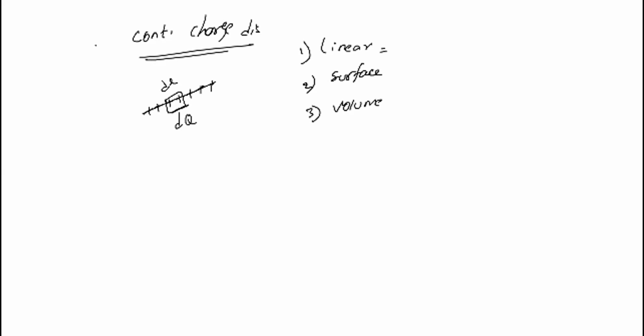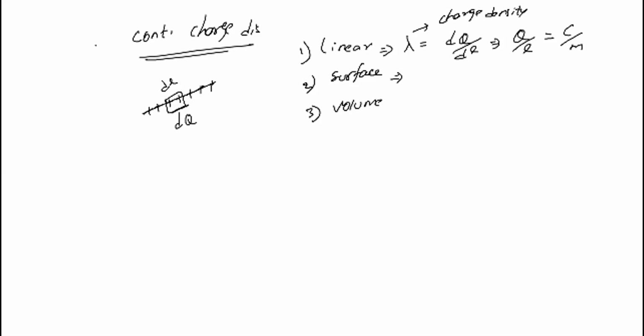So for linear, the symbol is lambda. Lambda is your linear charge density. Memorize the symbols and these names, they are important. Linear charge density lambda is equal to dq by dl, or we can specify it as q by l. The unit is coulomb per meter, as charge is in coulomb and length is in meter.